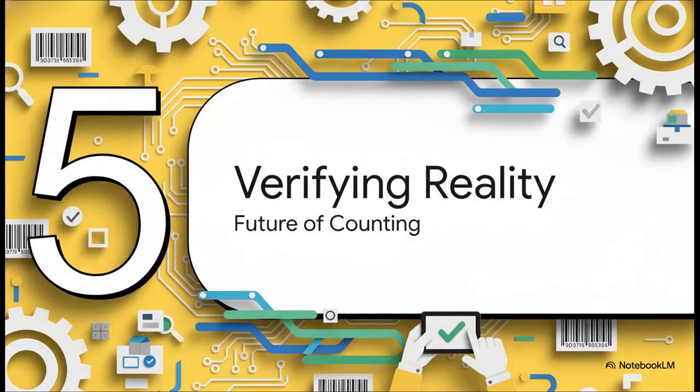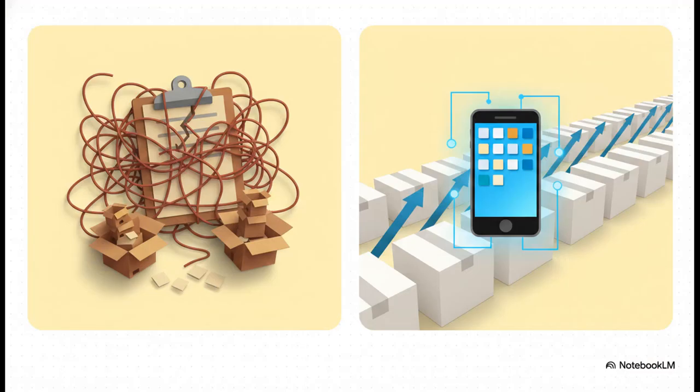And finally, Section 5: verifying reality, the future of counting. This whole shift is a monumental leap forward for operations. Think about it. Manual counting hides shrinkage and virtually guarantees delays. Modern software, on the other hand, empowers you with real-time stock accuracy, totally transparent audit trails, and actionable insights. It literally shifts your entire business from a state of passive confusion to proactive operational control.